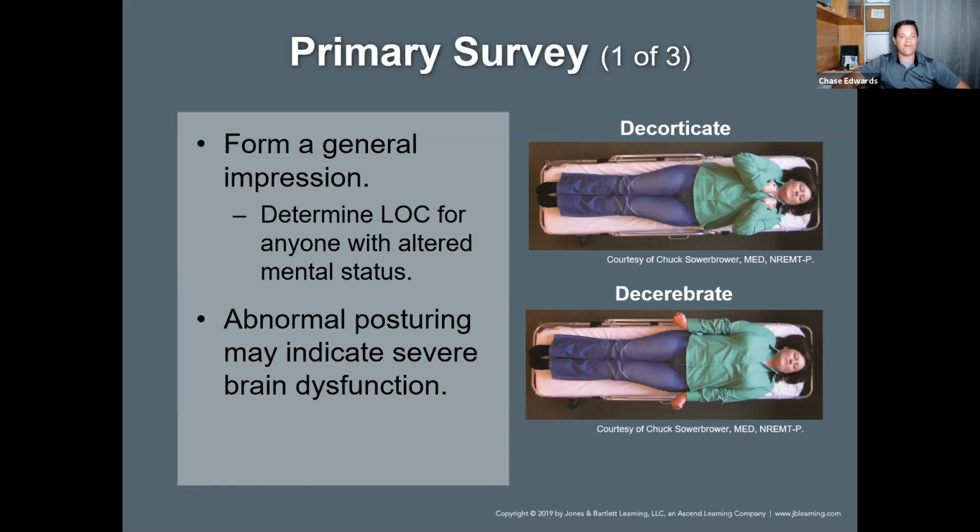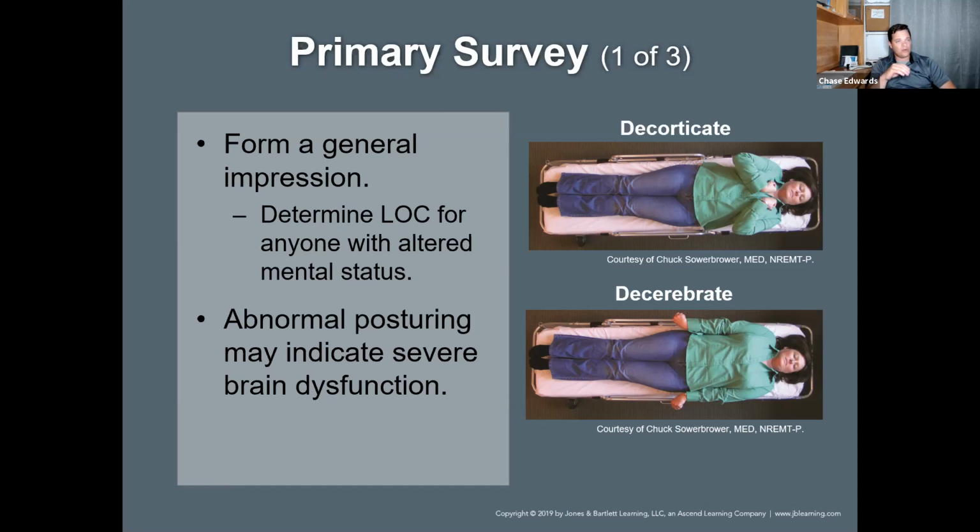All right, so you're going to form a general impression of the patient. Note the patient's body position and the level of consciousness. Observe the seizure activity. The seizure will probably be over by the time you arrive. If the seizure is still in progress, watch for status epilepticus, which can be a potentially life-threatening condition, right? You want to determine the LOC for anyone with an altered mental status. If the patient does not respond to verbal stimuli, consider whether the patient is displaying abnormal posturing, like you see here, which may indicate severe brain dysfunction.